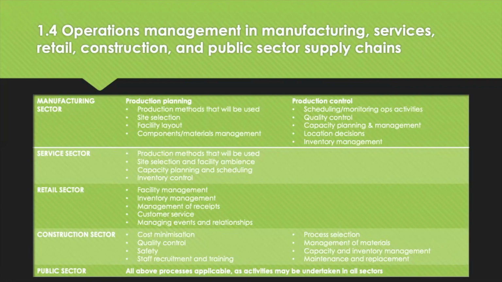There are different requirements for operation managers according to the different sectors. So we're looking at the manufacturing sector here. That comprises all activities of obtaining the inputs to transform them into a quality finished product. This comes under 2 areas: production planning, which will include the methods used, whether to make or order, mass production or mass customization, site selection, facility layout, components and materials, including purchasing, inventory control, and work scheduling.